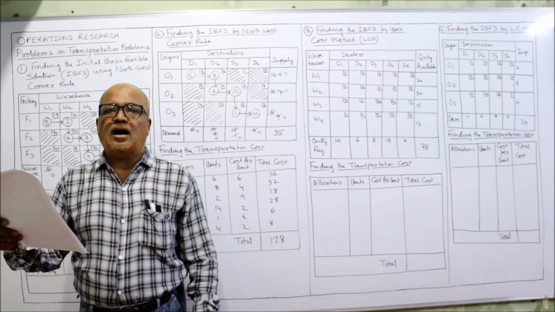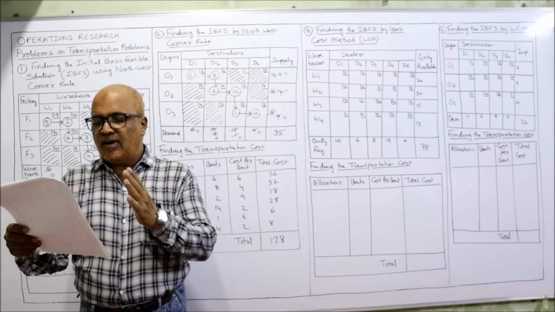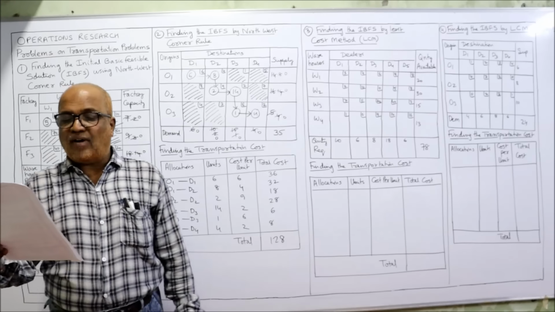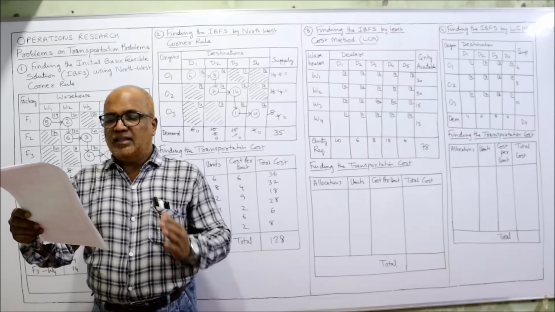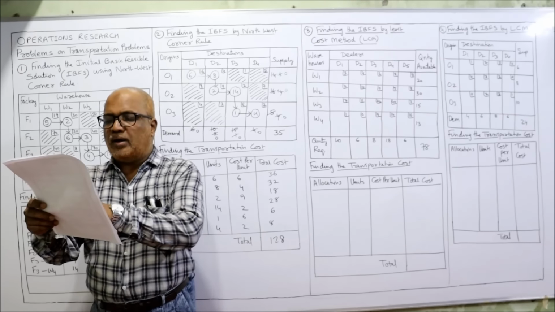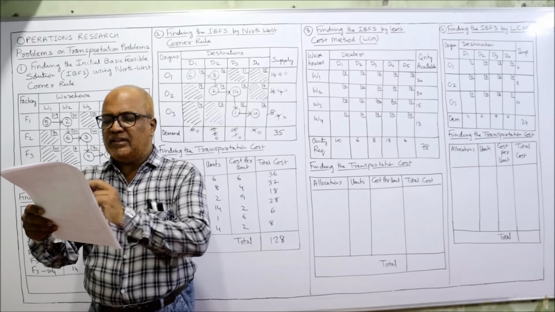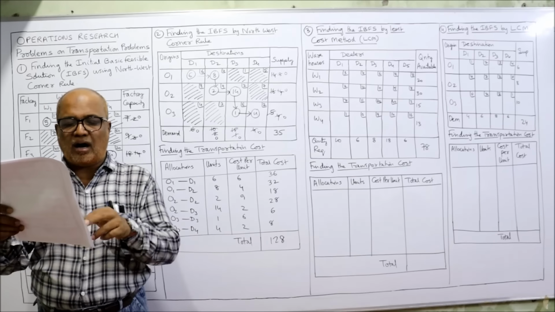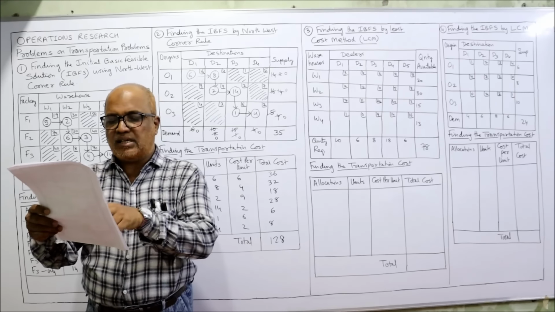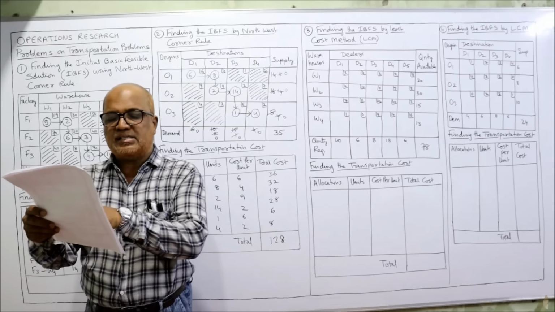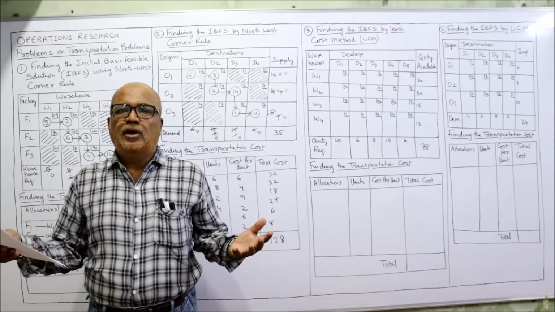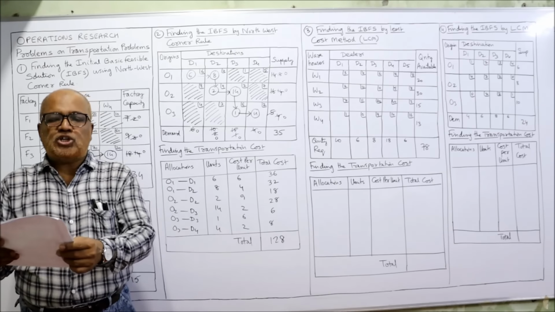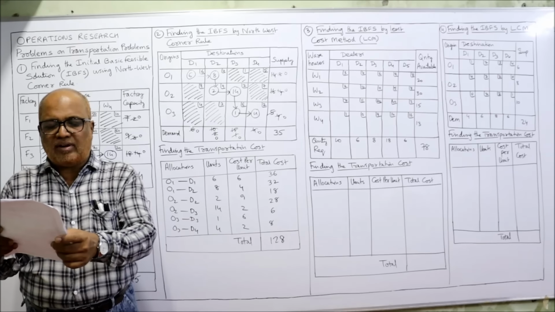And dealers are the destinations. D1, D2, D3, D4, D5. So 5 columns and 4 rows. The supply from the warehouses, quantity available, 20, 30, 15, 13. And the requirement at the dealers are 46, 8, 18, 6, total 78. It's a balanced one. Total supply, total demand, both are equal.